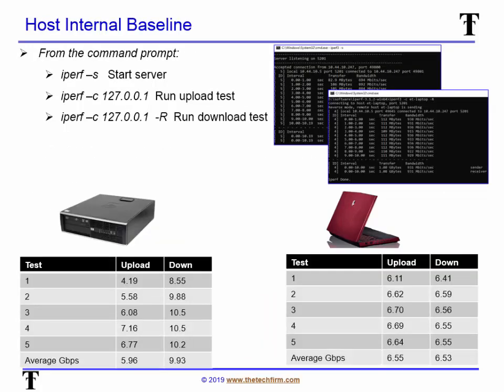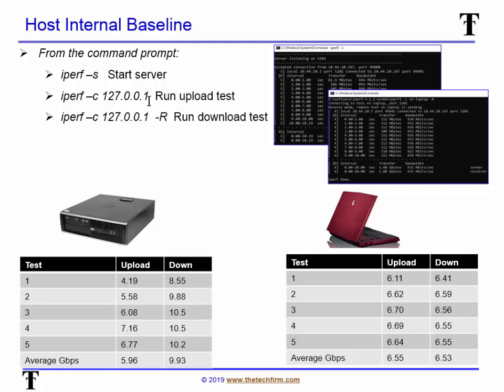So, host internal baseline. Now this is incredibly important. You pick two computers that you're going to be testing with, or a computer and a phone or a tablet or whatever you want to test with. In this case, I've got this desktop on the left-hand side, I've got this laptop on the right-hand side, and I'm going to run Iperf. So the first thing we do is within the machine, you open two command prompts. The first one, you type iperf -s, and that starts the server. Then in another command prompt, you type iperf -c and your loopback or internal address to run your test. Now the default is an upload test.